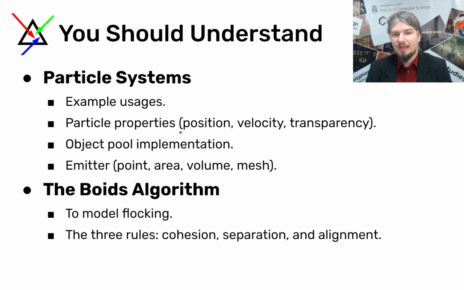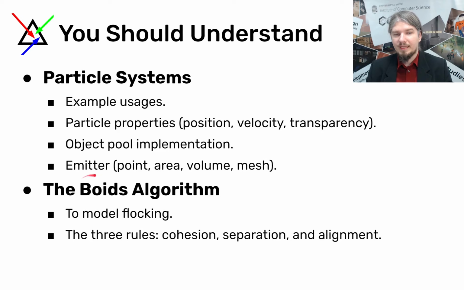Particles can have different properties. Position is the most obvious one, but also velocity, transparency, and all of these can change during the particle's lifetime. We talked briefly about the object pool implementation. When you're making a particle system, you want to allocate memory for all these thousands or tens of thousands or millions of particles beforehand when your program starts, and when you need these particles, you can just take them from the pool, directly get them from the memory where they already exist.